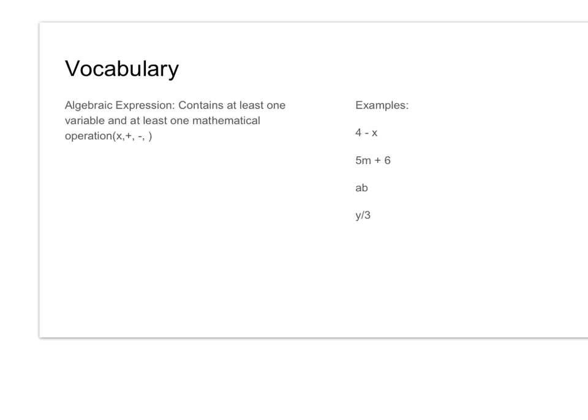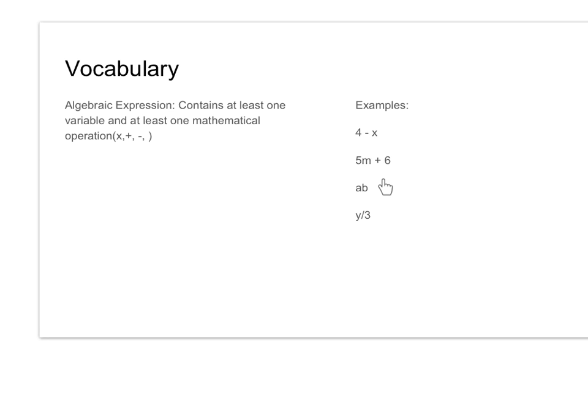If you look on the right side, there are some examples of an algebraic expression. We have 4 minus x. Again, we have an operation and a variable, so that meets our requirements for an algebraic expression. We have 5m, which is 5 times m, plus 6. Again, that meets your requirement. It has one operation, which is the plus sign, and we have our variable m.